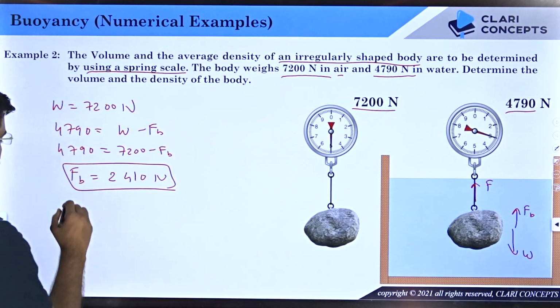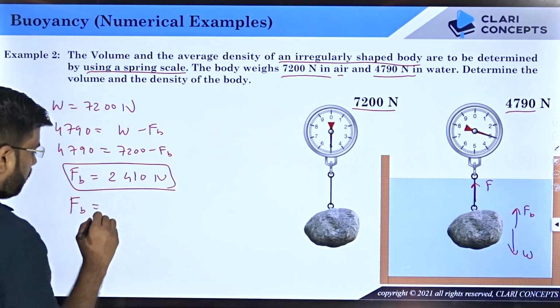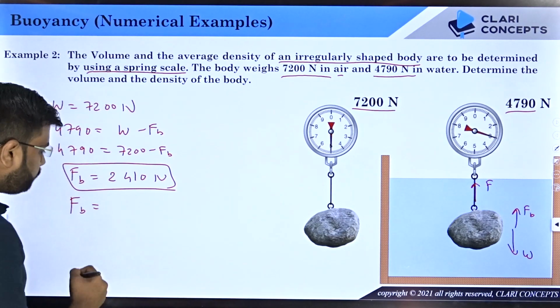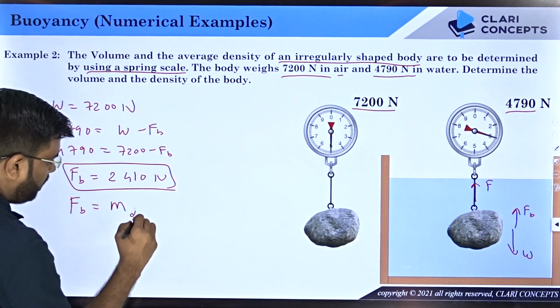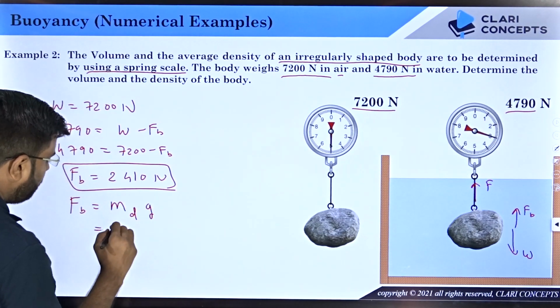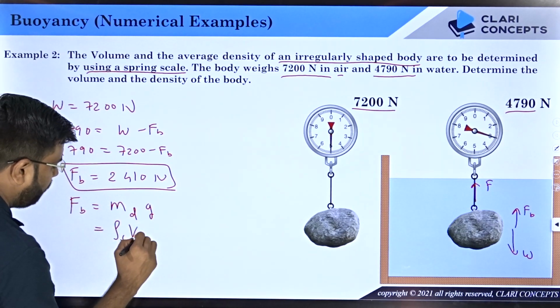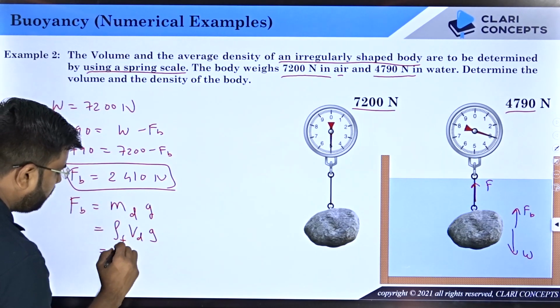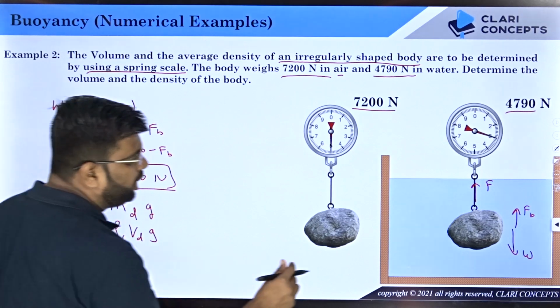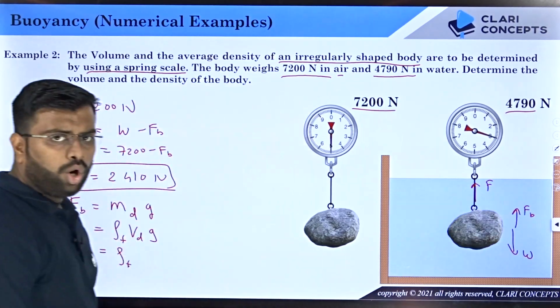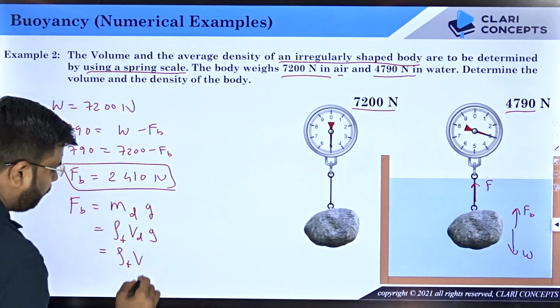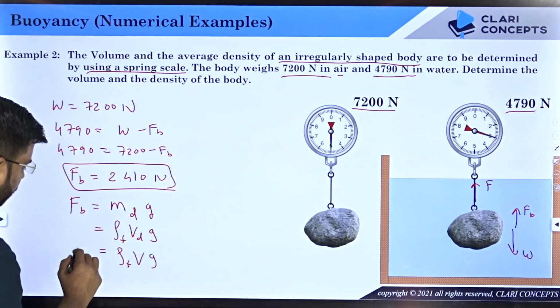What is buoyancy force? Buoyancy force means weight of the fluid displaced. This means mass of the fluid displaced times g. This means density of the fluid times volume of the fluid displaced times g. What is volume of the fluid displaced? It is the exact volume of the rock itself. So let us say the volume of the body is V and then g, and this is FB.